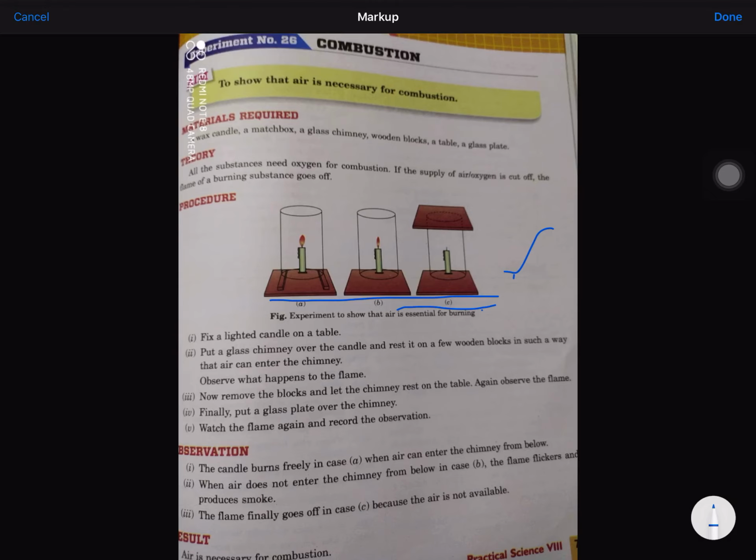In the third case, picture C, you can see you have kept a glass plate over the chimney. In that case, slowly the candle will be extinguished because there will be no oxygen available, no air available for the burning of the candle. So what these diagrams show is that air is necessary for the burning, air is necessary for combustion.